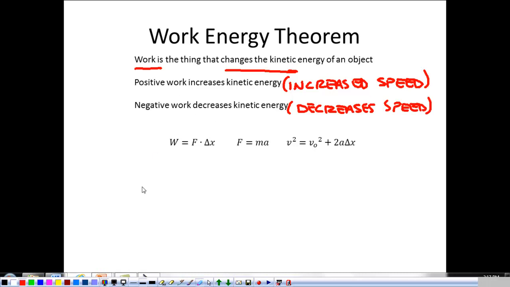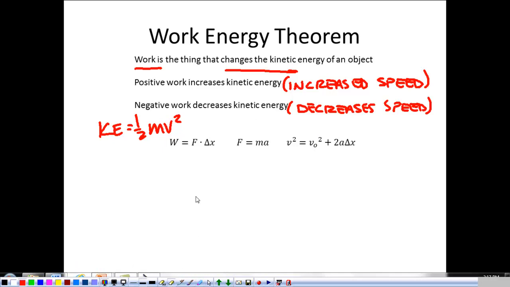So, because kinetic energy is 1/2 mv squared, if positive work increases speed, it has to increase the kinetic energy. And if negative work decreases speed, if this gets smaller, then my kinetic energy gets smaller.